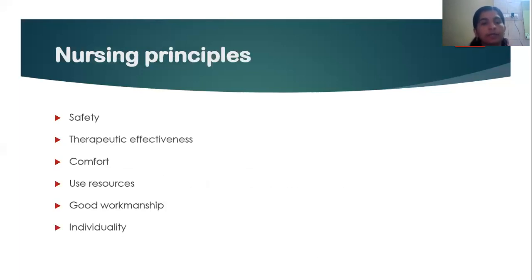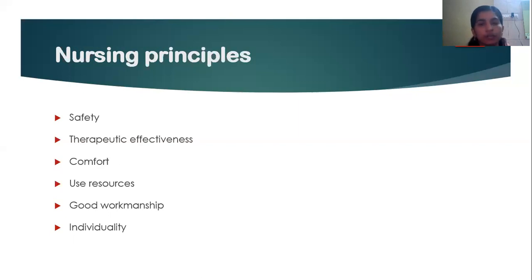Then what are the nursing principles behind this enema procedure? First is safety, because we are introducing some solution into the lower intestine and we are removing the fecal matter. So it is very important to ensure the safety of the patient and the environment. Then therapeutic effectiveness. For what purpose are we doing this procedure? What is the benefit after this enema procedure?